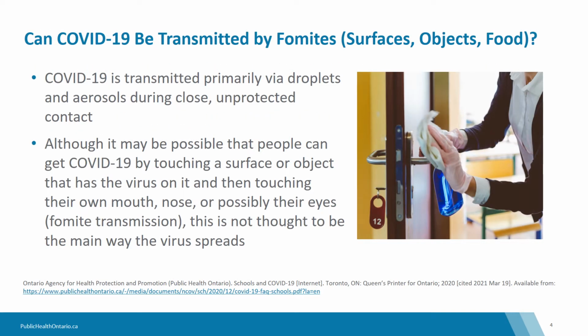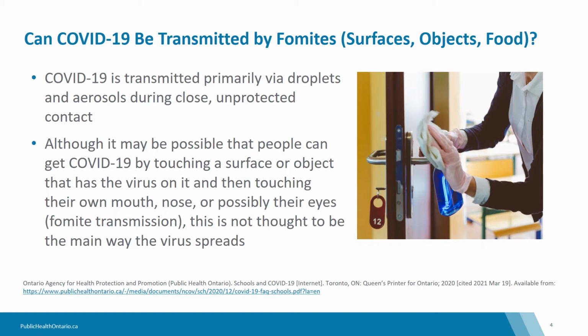Can COVID-19 be transmitted by fomites, in other words, surfaces, objects, or food? COVID-19 is transmitted primarily via droplets and aerosols during close, unprotected contact. Although it may be possible that people can get COVID-19 by touching a surface or object that has the virus on it and then touching their own mouth, nose, or possibly their eyes, fomite transmission, this is not thought to be the main way the virus spreads.